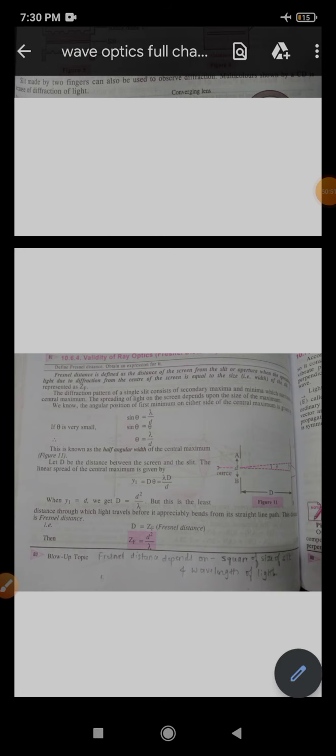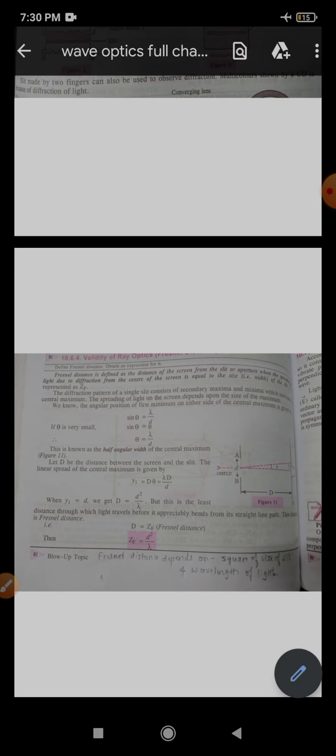Next we have the last point, that is the validity of ray optics. Also we can call it Fresnel's distance. The Fresnel distance is defined as the distance of a screen from the slit or aperture when the spreading of light due to diffraction from the center of the screen is equal to the size of the slit. This is called Fresnel's distance, and this is denoted by the letter ZF.